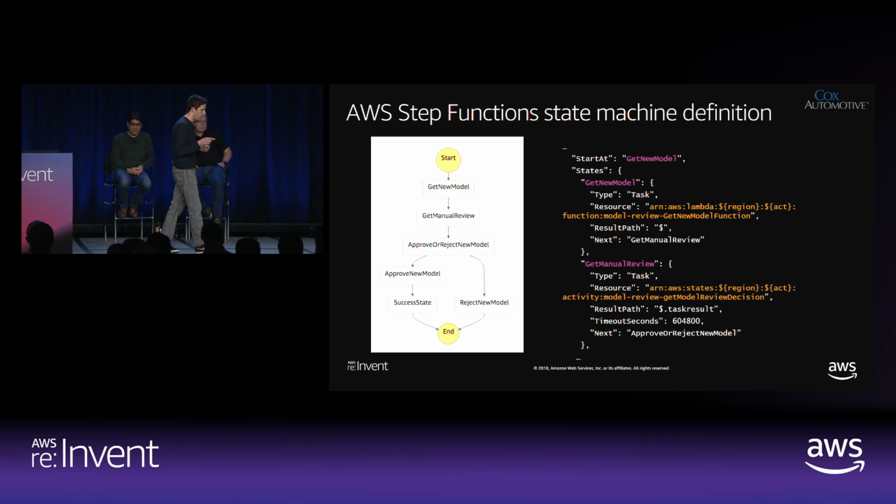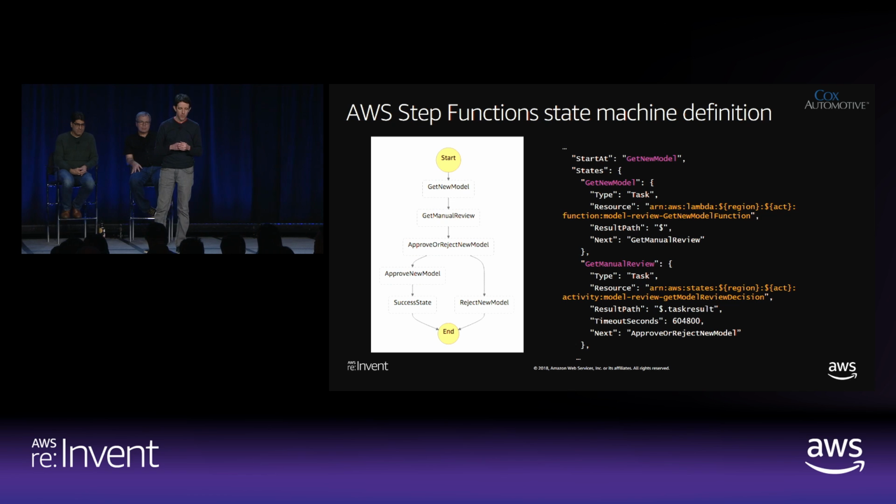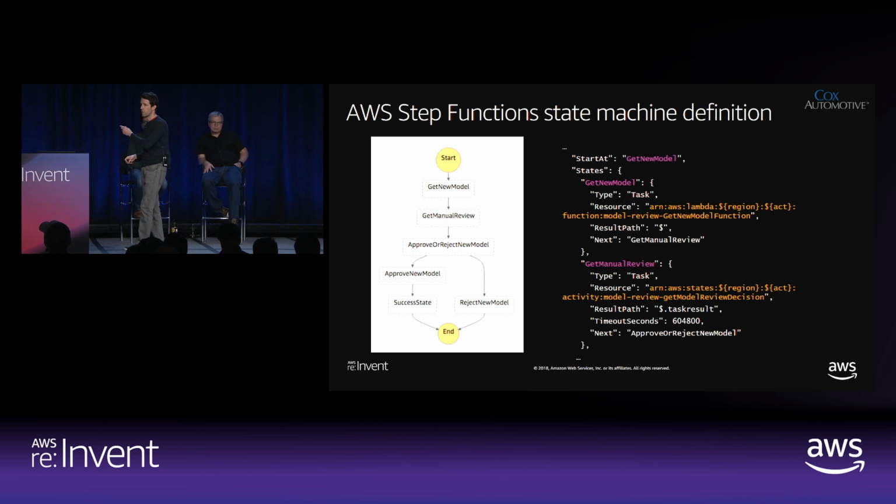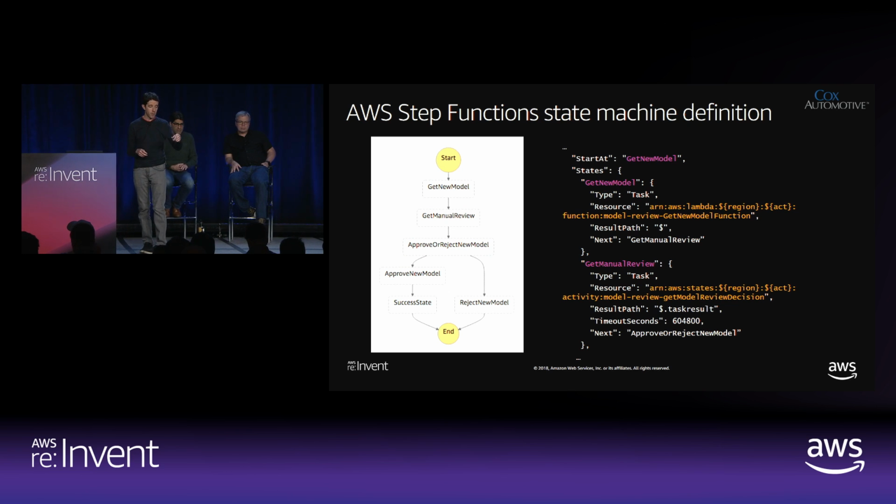I'll mention result path here. The first one, it's denoted by dollar sign. That just basically means, hey, state, whatever you get as input, send it through as output. And in the second example, the get manual review, there's dollar sign dot task result. It's saying, get what you have as input, take whatever the worker output, append those two things together, and send that through as the state's output.